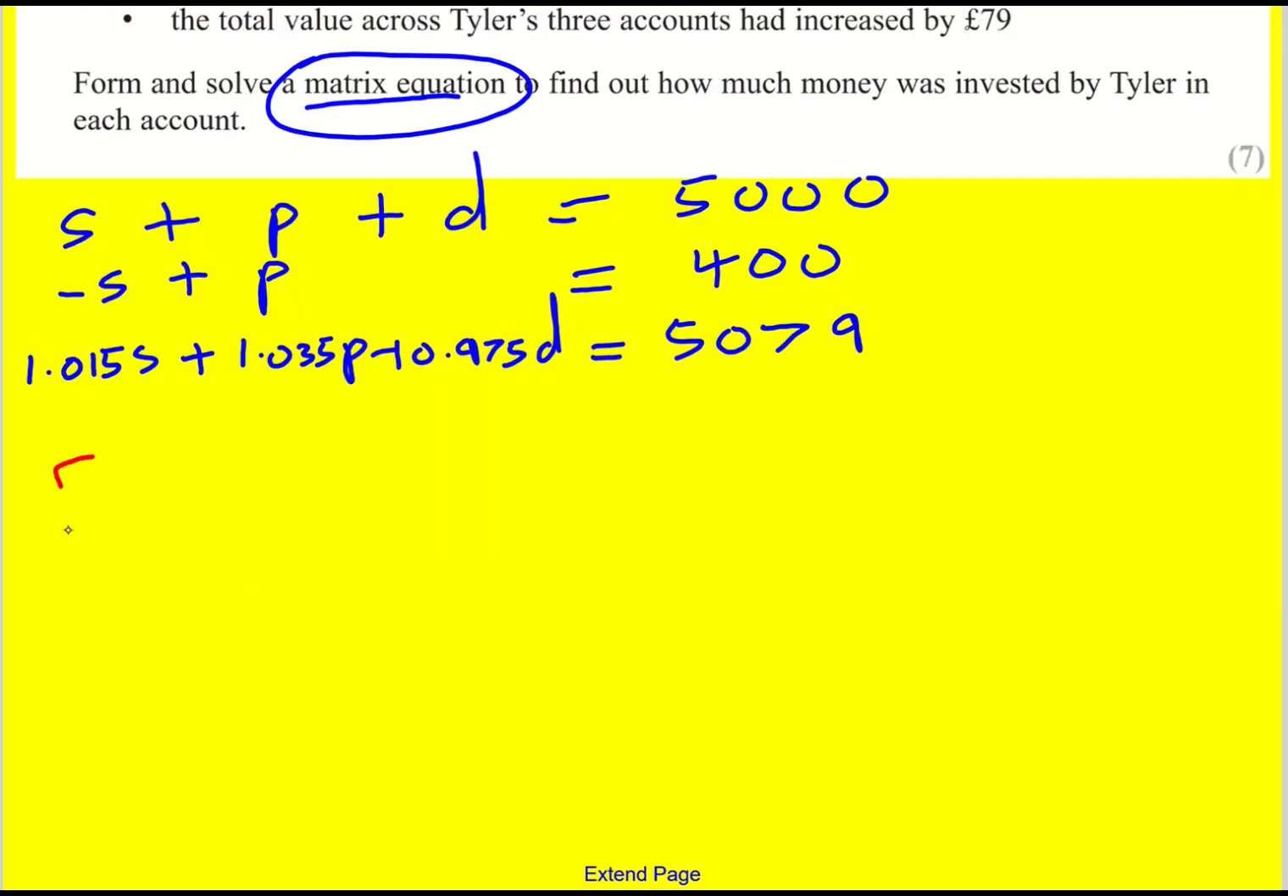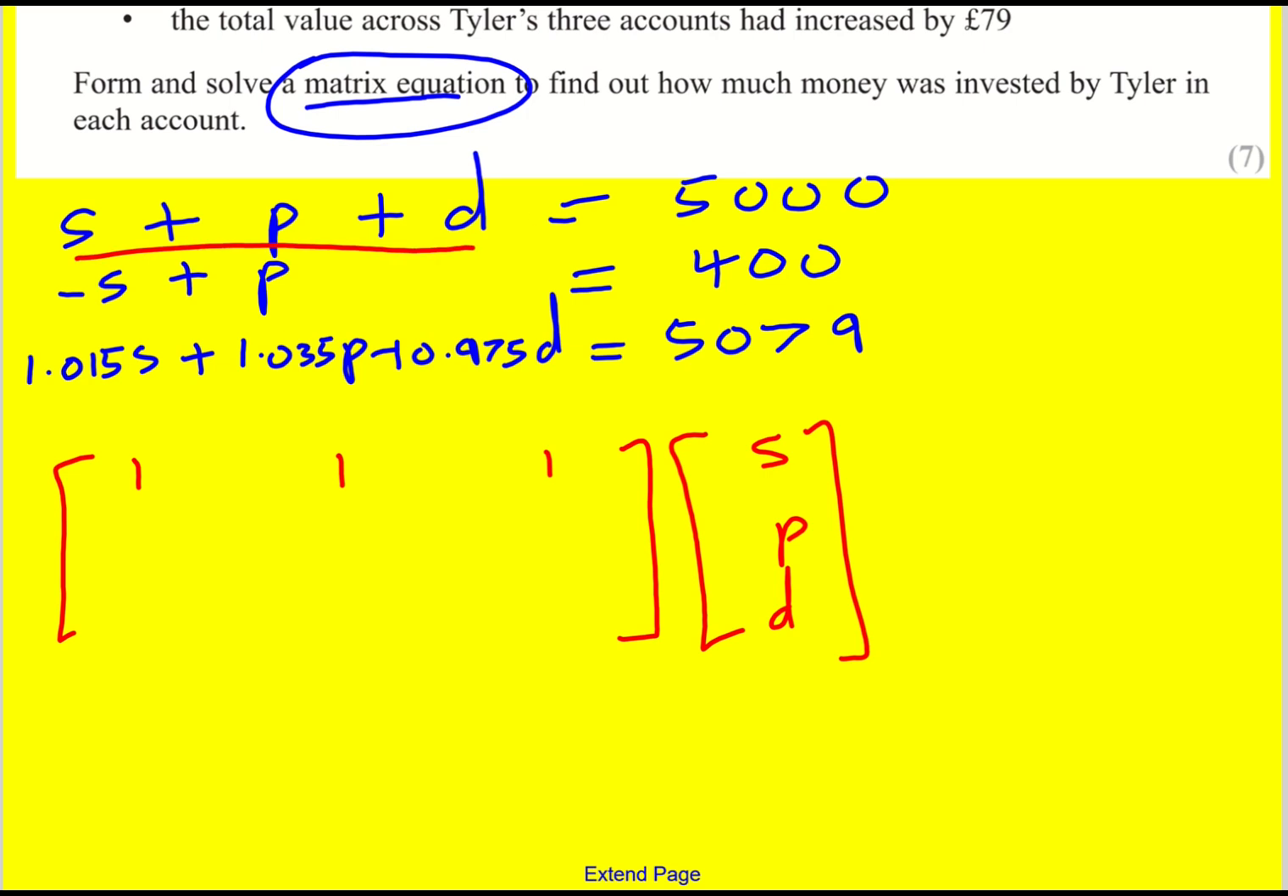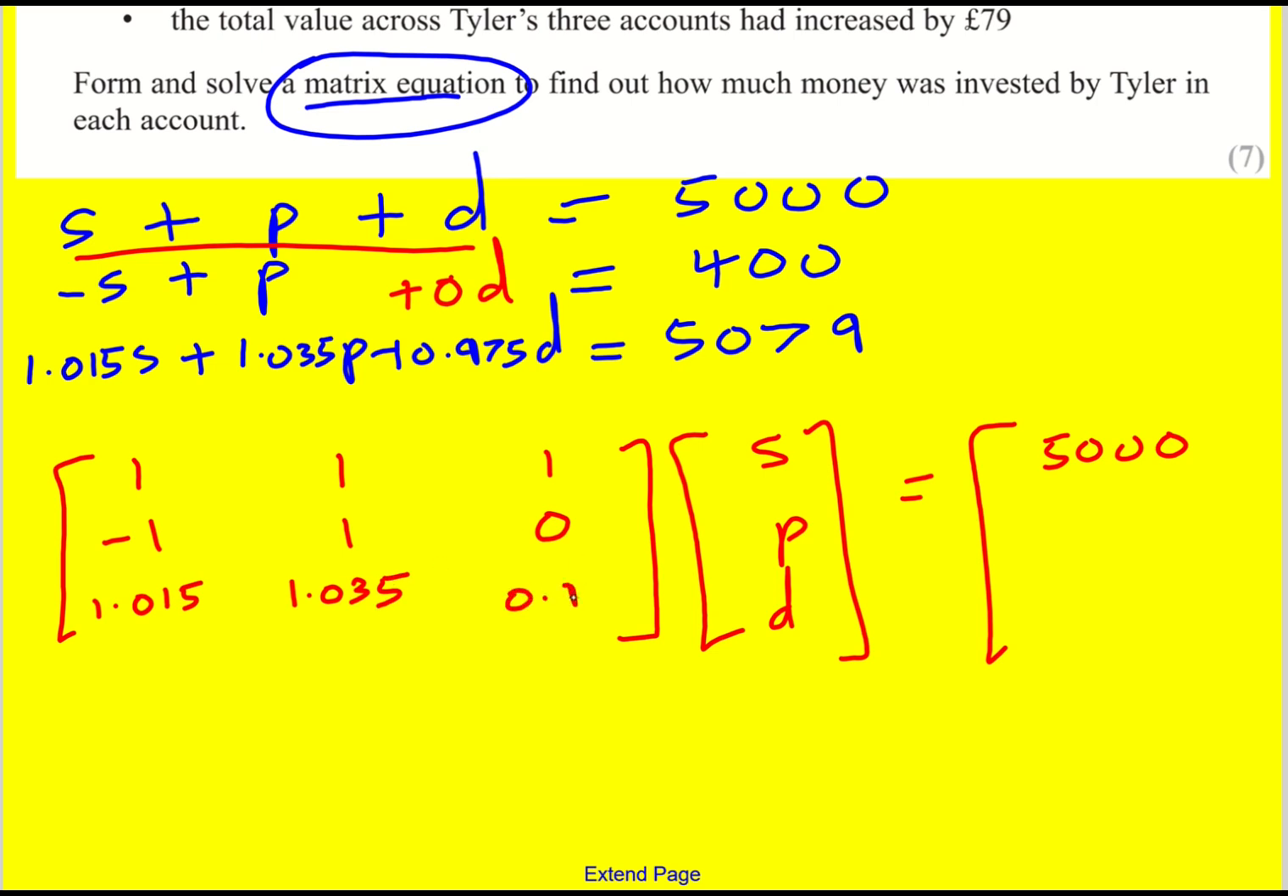Yeah, and then we just got to solve it. So the next step is to write it out as a matrix. So it will become 1, 1, 1 here, and then with a column matrix S, P, D, because when you multiply the matrix out, you'll get precisely that left-hand side, and it's going to equal 5,000. Then the next one I'll get minus 1, 1, and 0. Need to put a placeholder there. I didn't need it here. You can write it if it helps. And then 1.015, 1.035, and 0.975. Oh, I forgot the 400 here, and then 5079.